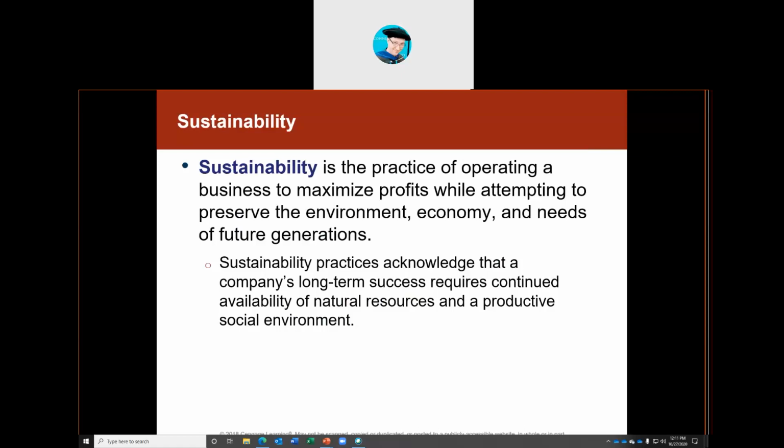Sustainability. Sustainability means the company is stable and is able to stay in business. It also talks about natural resources and social and natural environments. Sustainability is a practice of the business to maximize its profits, but also attempts to preserve the natural environment, the economy, and the needs of future generations.